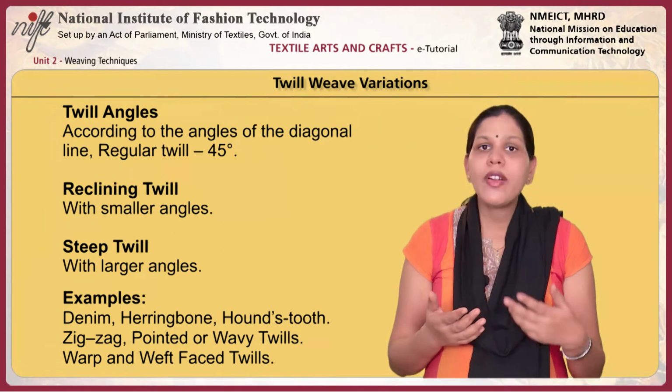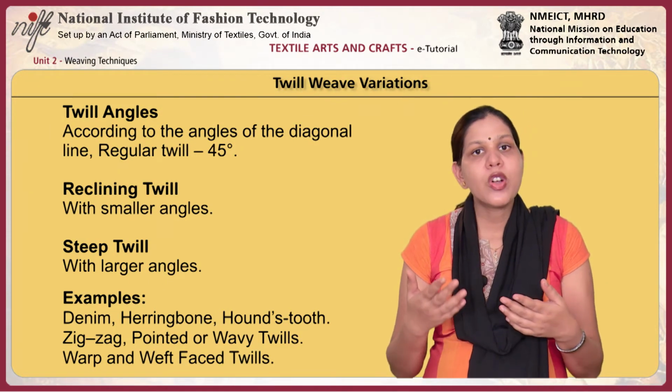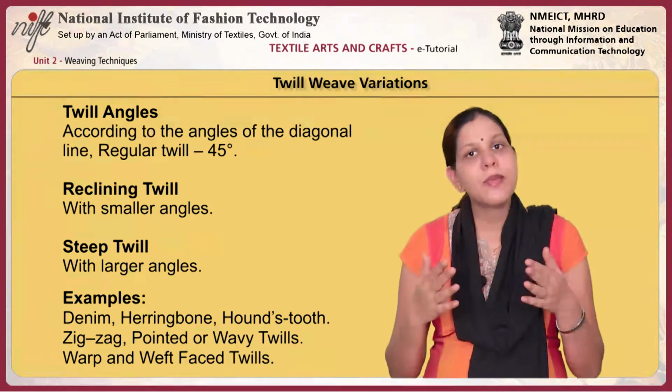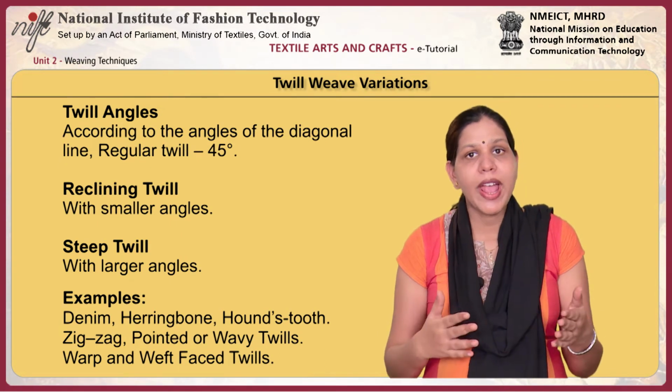Twill angles are according to the angles of the diagonal line. Regular twill has a 45-degree angle. Reclining twill has smaller angles. Steep twill has larger angles.